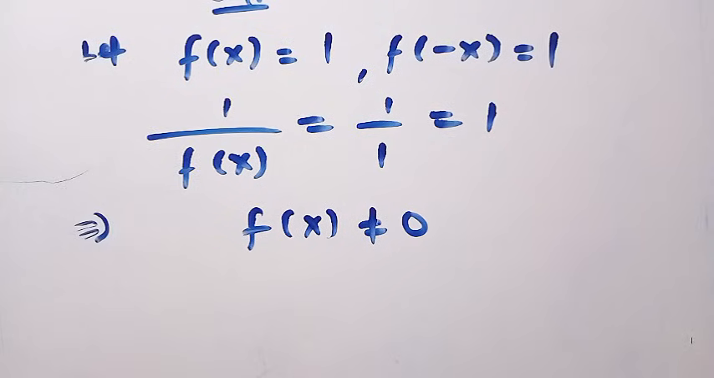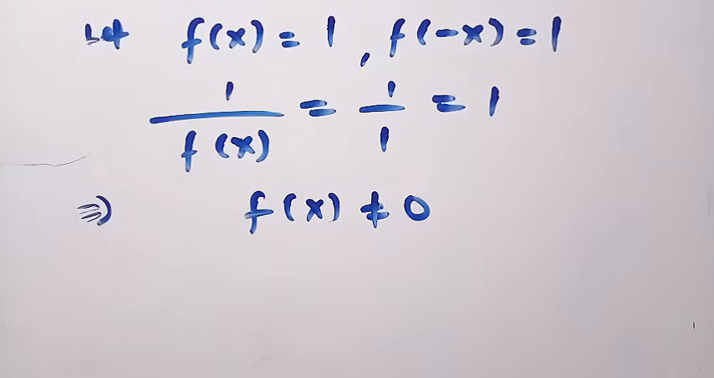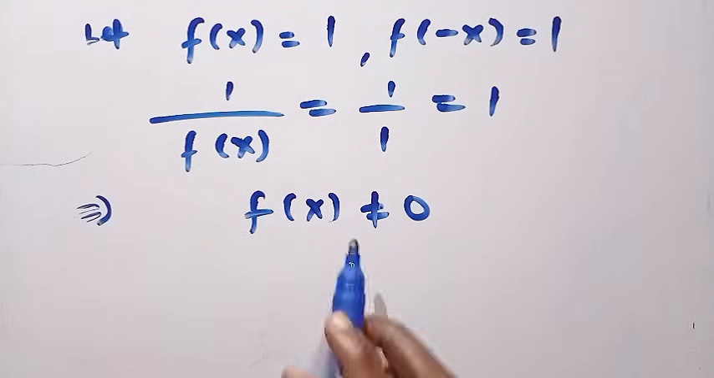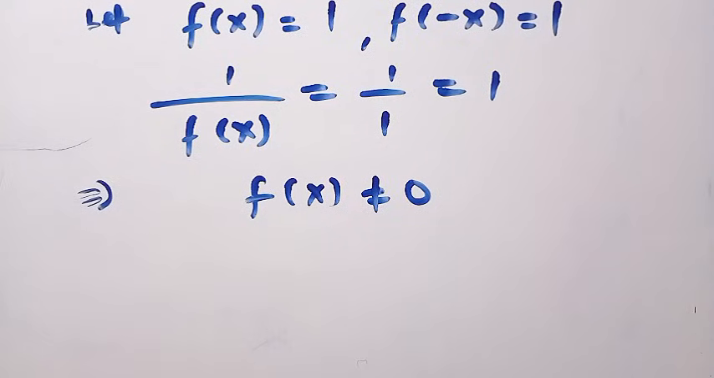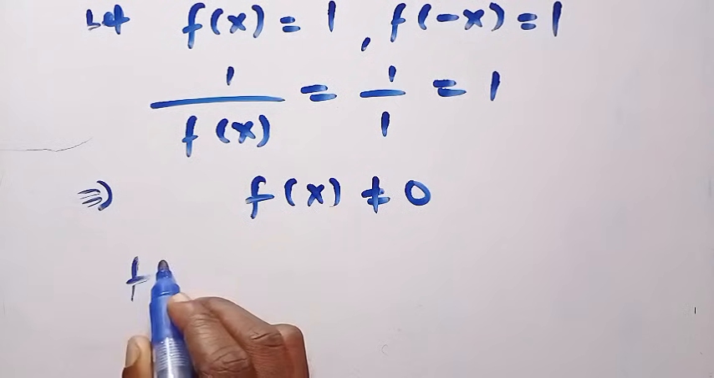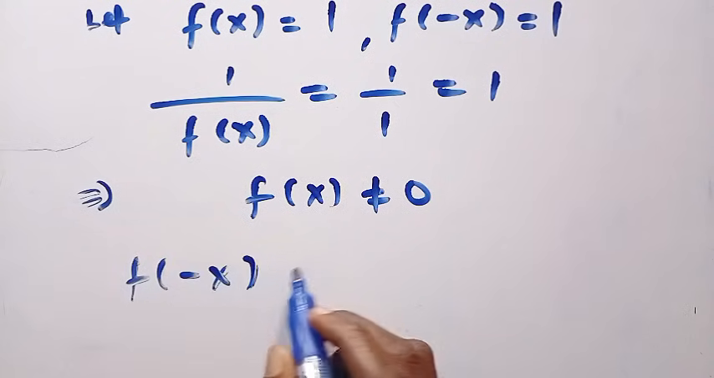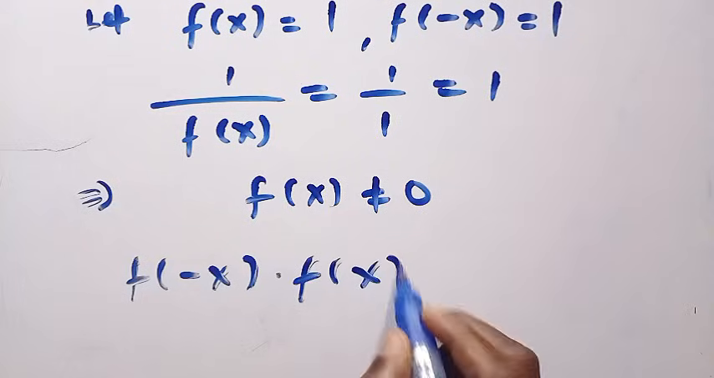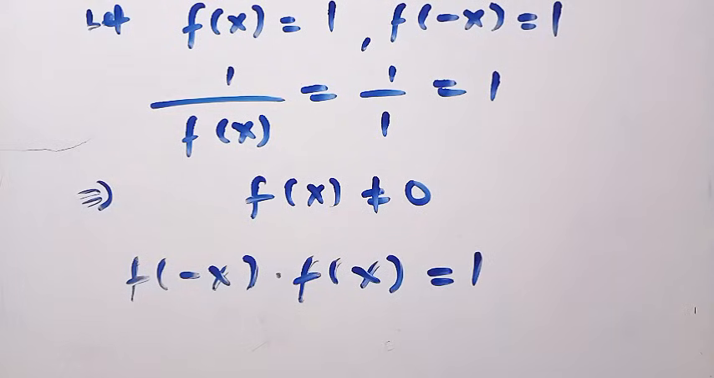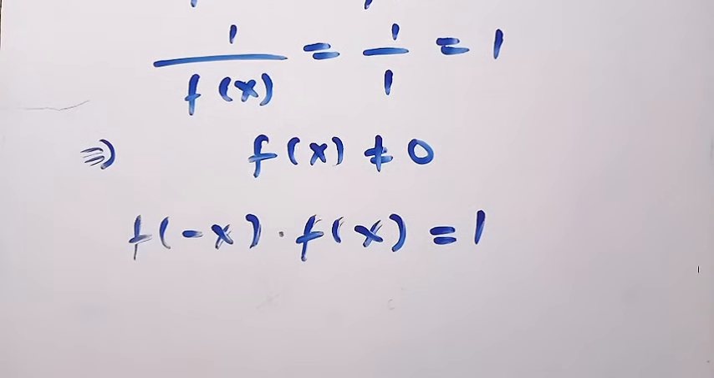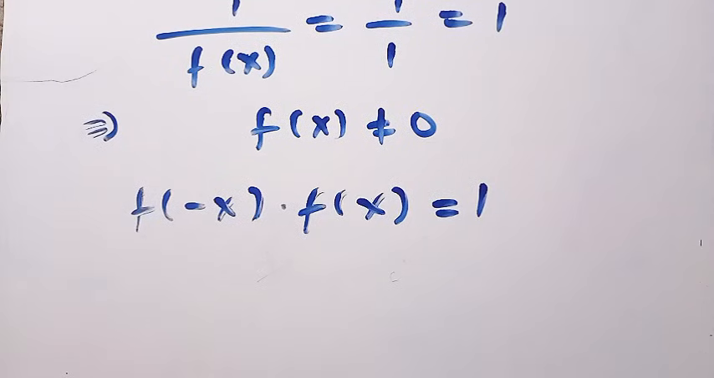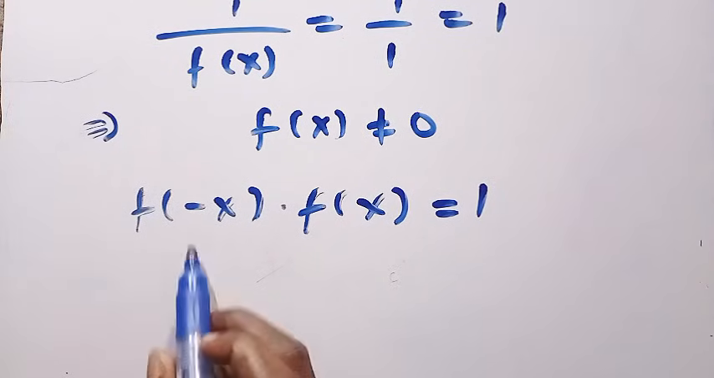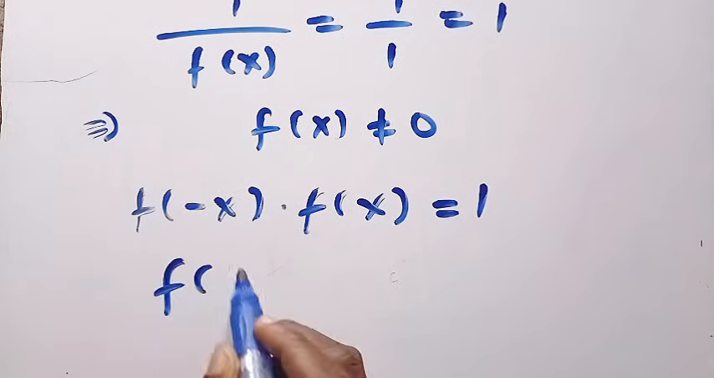Then after this, there are still other functions that we need to test for. But before that, from this constant we just checked, suppose I cross multiply. If I cross multiply, we are going to have f of minus x multiplied by f of x, and this equals 1.